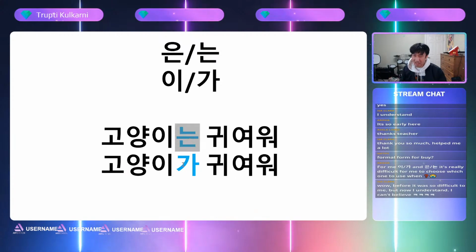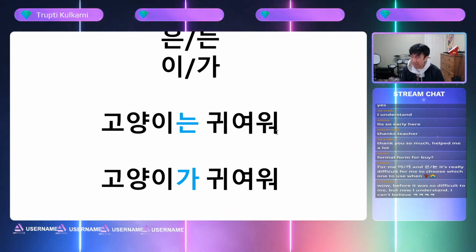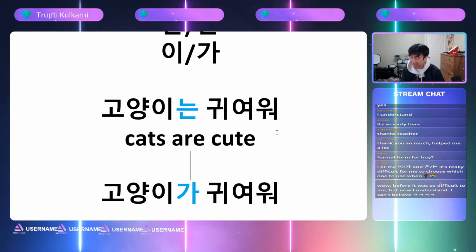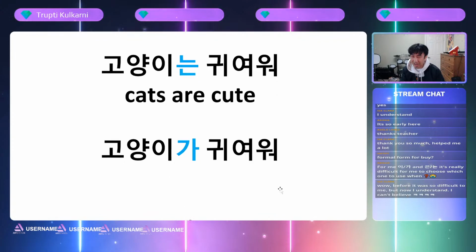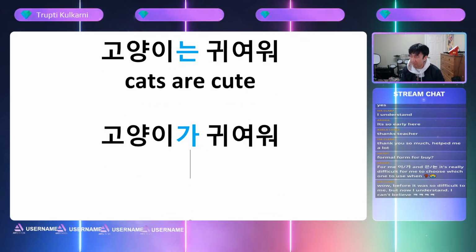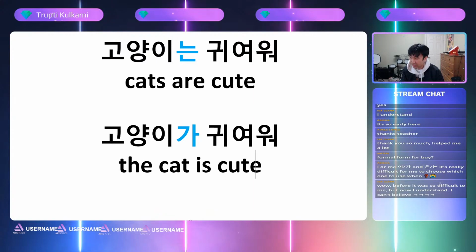But what is the difference, 는 and 가? If we use the 는, it means cats are cute. But if we say 고양이가 귀여워, it's the cat is cute. Think about what this means. Cats are cute. The cat is cute. The cat is a specific cat. Maybe there are many different cats or many different animals. Hey, which one is cute? The cat is cute. And you know which cat I'm talking about if I say the, right? So this 가 is like the.